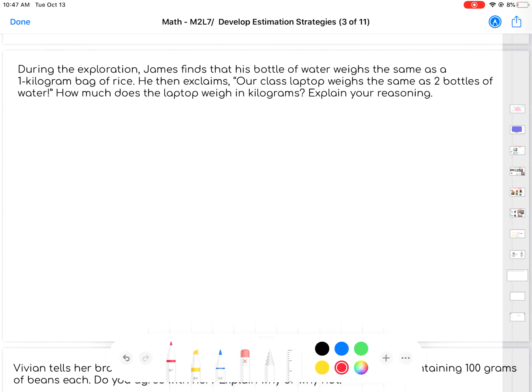Let's move on and talk about the next question. During the exploration, James finds that his bottle of water weighs the same as a 1 kilogram bag of rice. He then exclaims, "Our class laptop weighs the same as 2 bottles of water. How much does the laptop weigh in kilograms? Explain your reasoning."